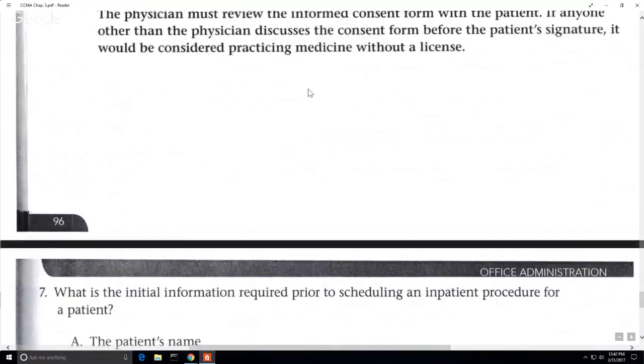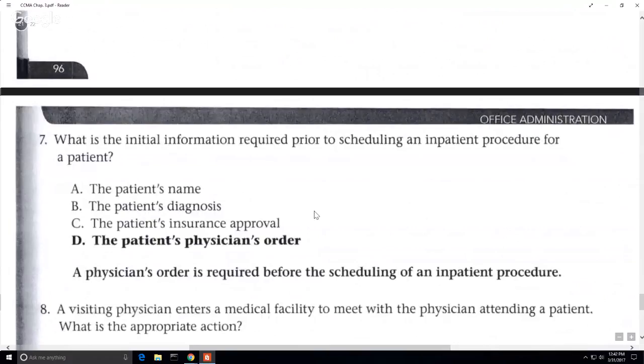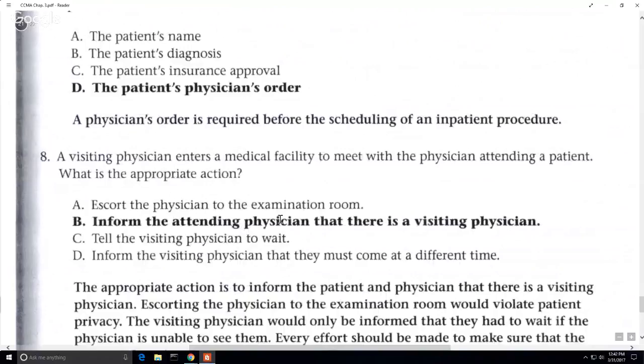What is the initial information required prior to scheduling an inpatient procedure for a patient? The physician's order. Yes. A visiting physician enters a medical facility to meet with the physician attending a patient. So what is the proper action?